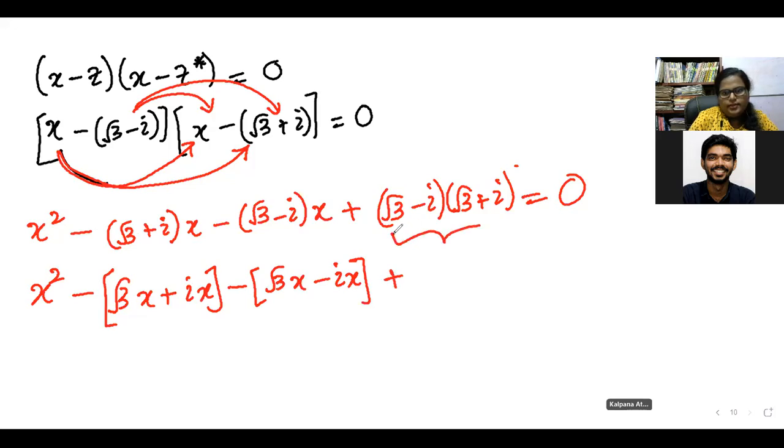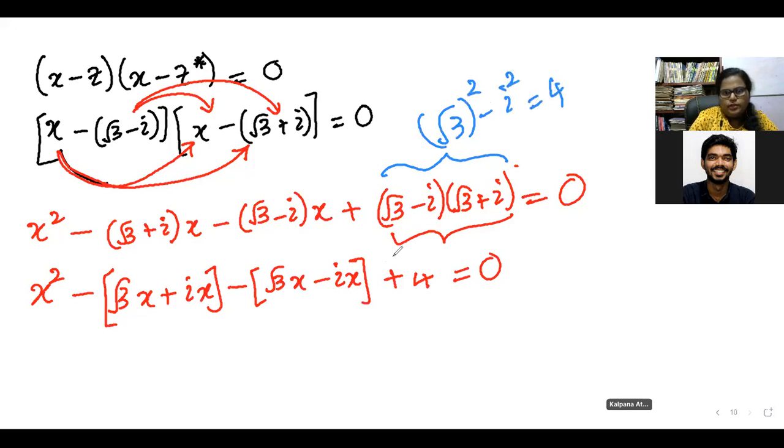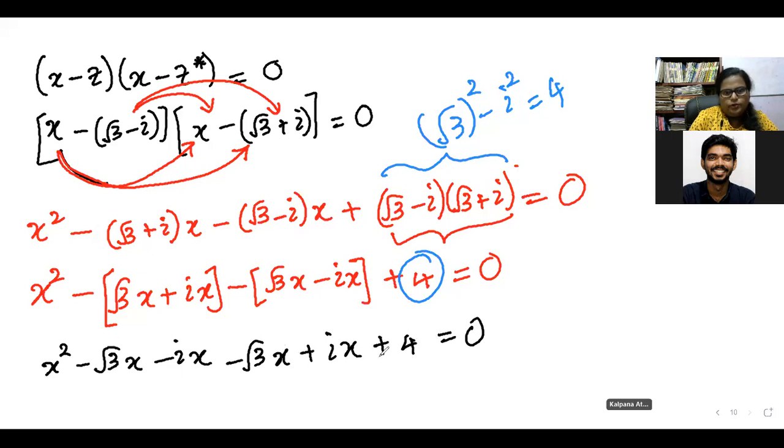So here you know that the result is 4, because it gives you square root 3 square minus i square. The result is 4. That's why I just put the value for this one, right? So we can get the result by simplifying the brackets. So you know that x square minus square root 3x minus ix minus square root 3x plus ix plus 4 equals to 0. So you can cancel out this plus ix and minus ix here. So you can get the same result by taking the two answers here.